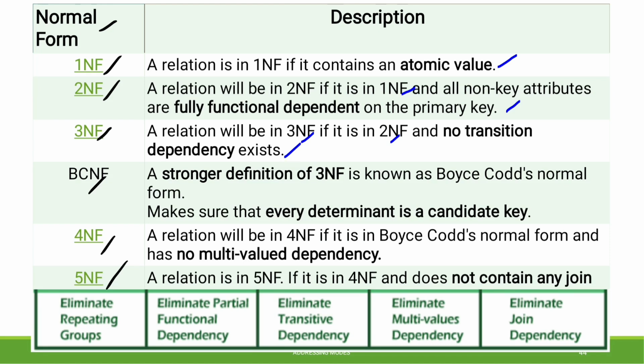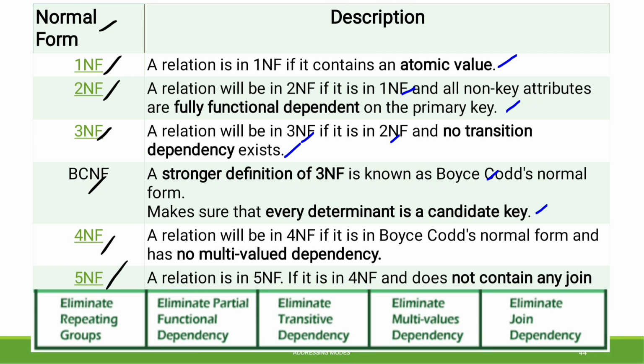A stronger definition of 3NF is Boyce-Codd normal form, that is 3.5 normal form. In that, the left side of the dependency should be a super key. Meaning the right side attribute values which are dependent on the left side attributes, the left side must be a super key only. That is what BCNF states. Make sure that every determinant is a candidate key. This is in other words.